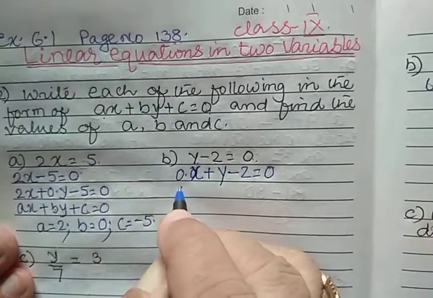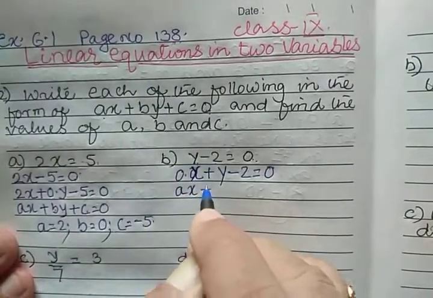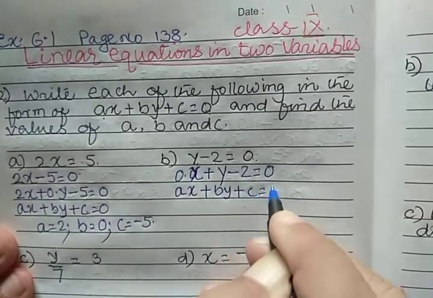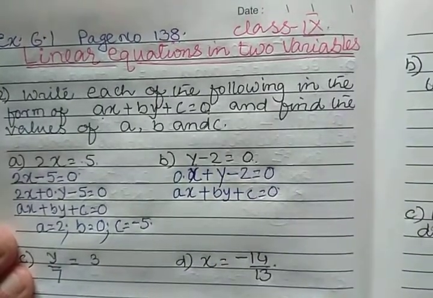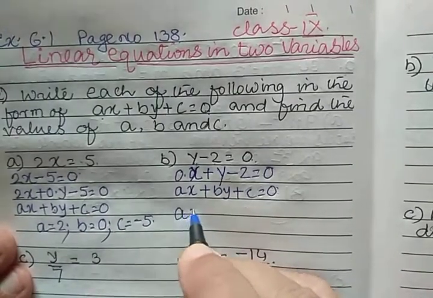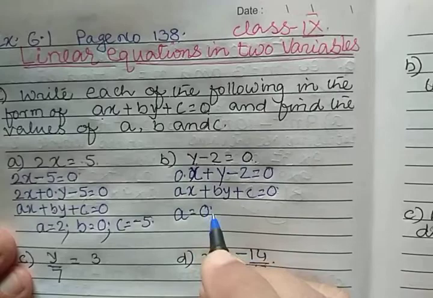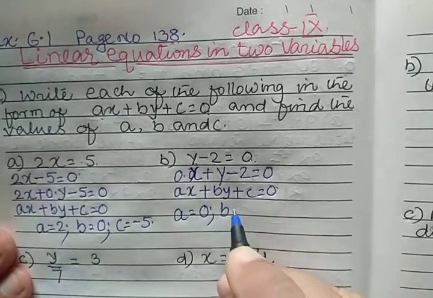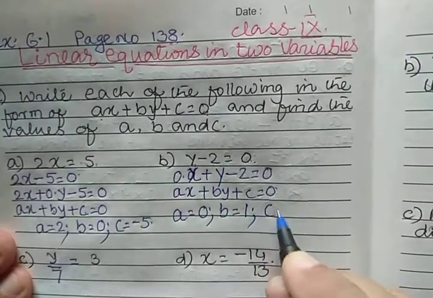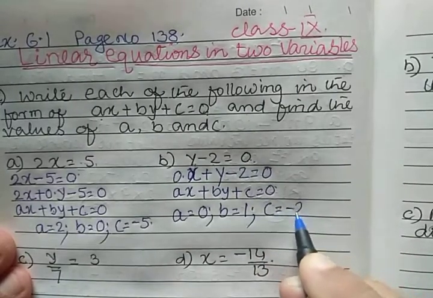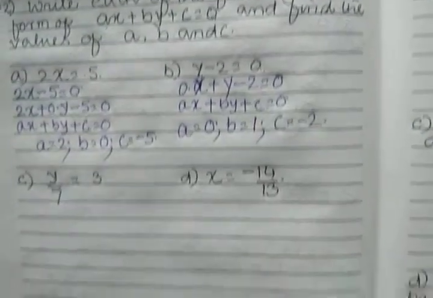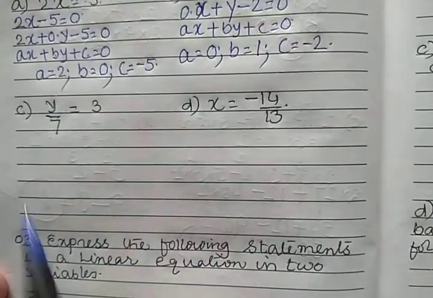So what is the standard form? ax plus by plus c is equal to 0. This is the standard form. When you compare, in place of A, what do you have? 0. In place of B, what do you have? 1. In place of C, what do you have? Minus 2. Understood?